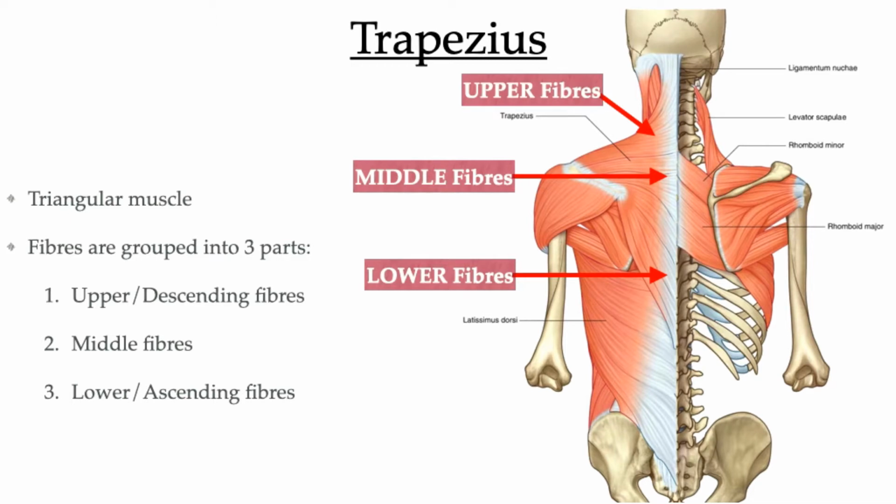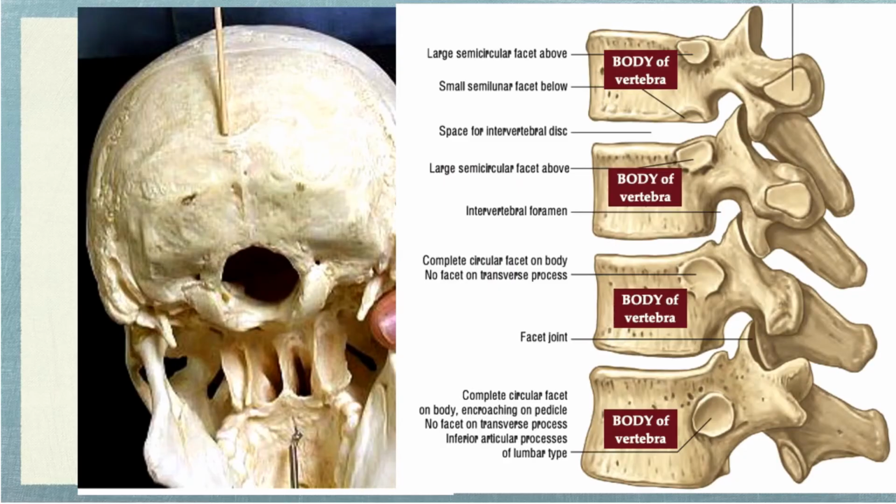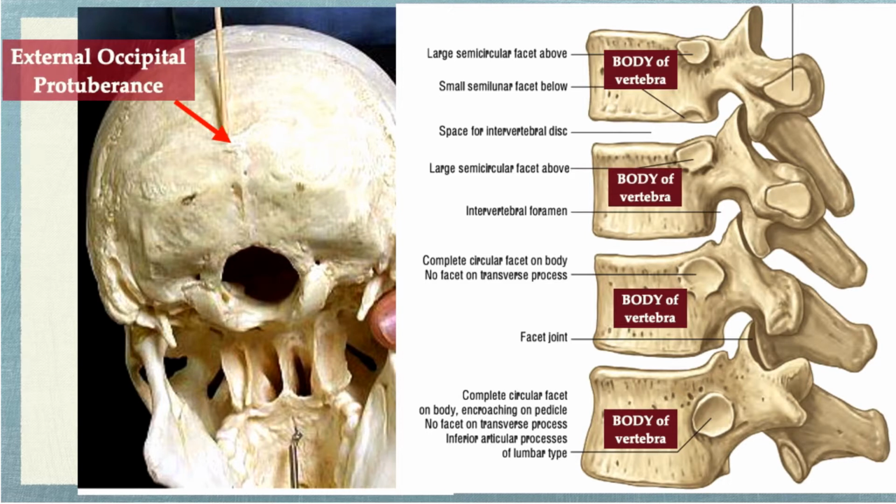Now, before learning about the site of origin of this muscle, let us become familiar with certain bony landmarks. On the left side of your screen, you can see the base of the skull. Here, the red arrow indicates a protuberance, which is called as external occipital protuberance. From this protuberance, two linear elevations extend, which are called as superior nuchal lines.